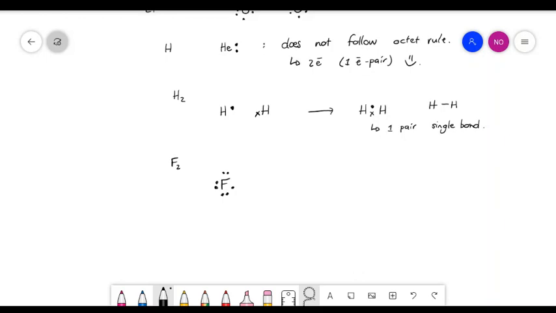You must pair up the s orbital, then you move on to the p orbital, 1 for each, and then you go back. Okay, so we've got 1, and I'm going to draw this one this way around, so that you can see. How many unfilled orbitals does each of those fluorines have?